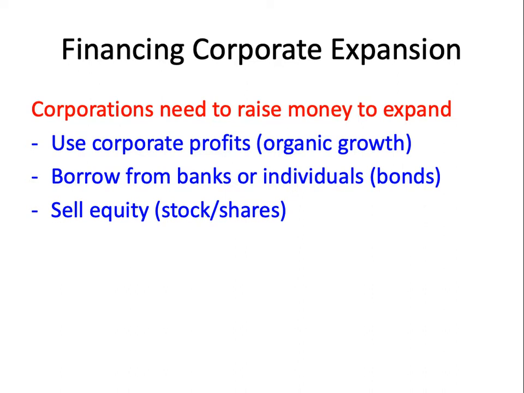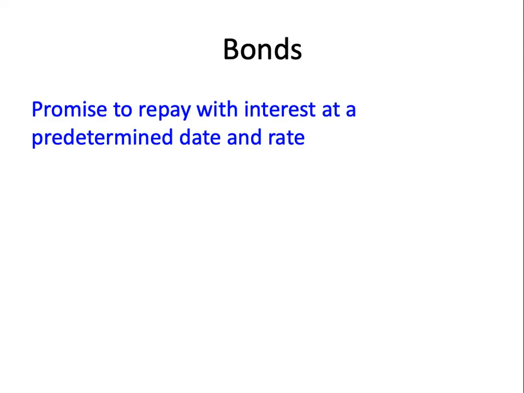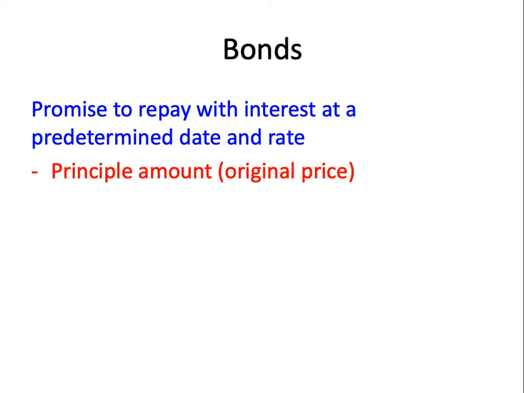And so we want to examine this borrowing business versus this selling equity business. Why would we choose one or the other? So it's important to understand what each of them mean. And so bonds. Bonds is the first scenario, and bonds are a promise to repay with interest at a predetermined date and rate. And so a bond is going to have pieces to it.